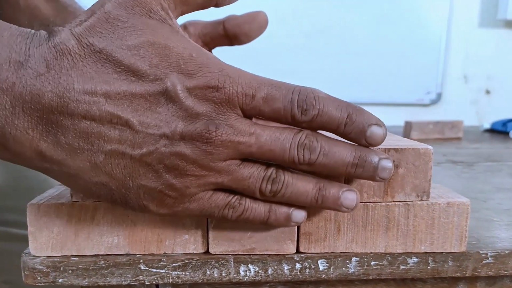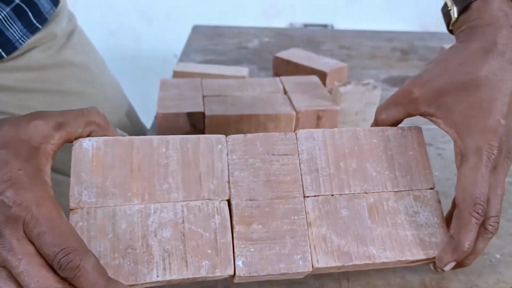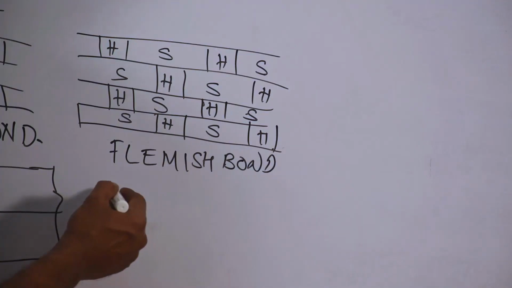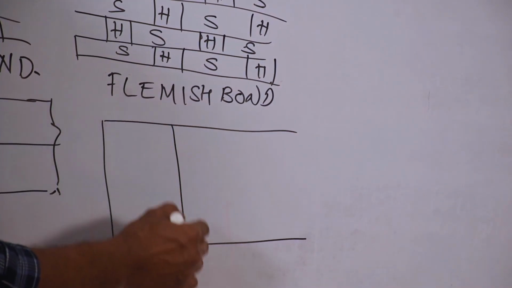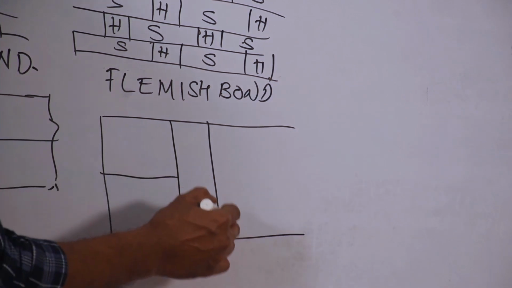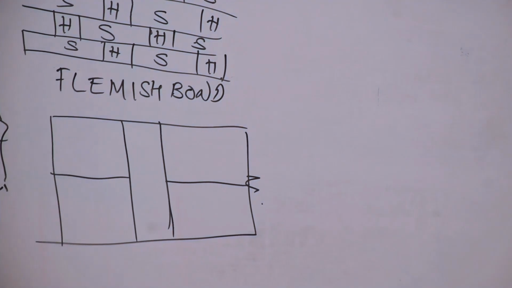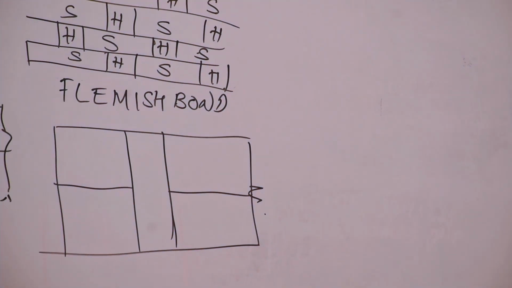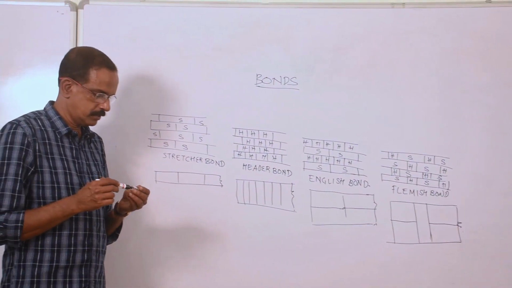Now if you draw the top view, it will be like this. If you draw the top view, it looks like this. This will continue. So these are the main four types of arrangements of brick.